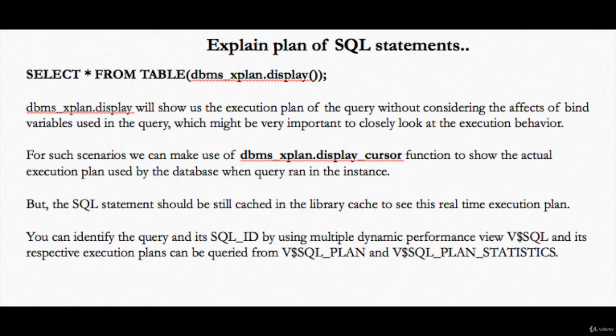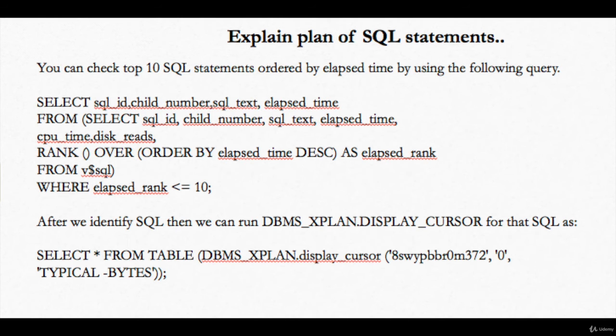You can identify the query and its SQL ID by using the dynamic performance views, which are also called V$ views. In RAC instances, it's GV$. So V$SQL and its execution plans: V$SQL_PLAN, V$SQL_PLAN_STATISTICS. Those were the few direct V$ views. With V$ views, you can check the top 10 SQL statements ordered by their elapsed time by using the following query.